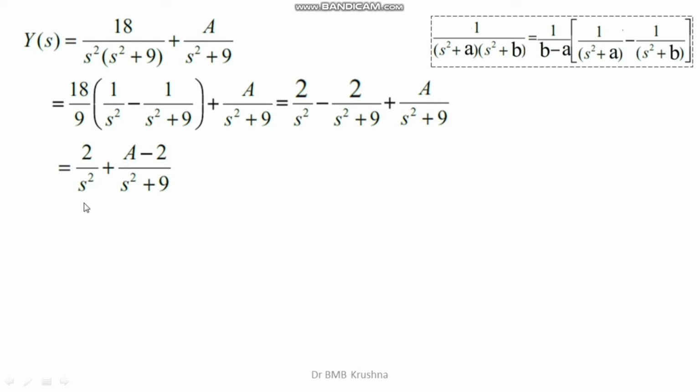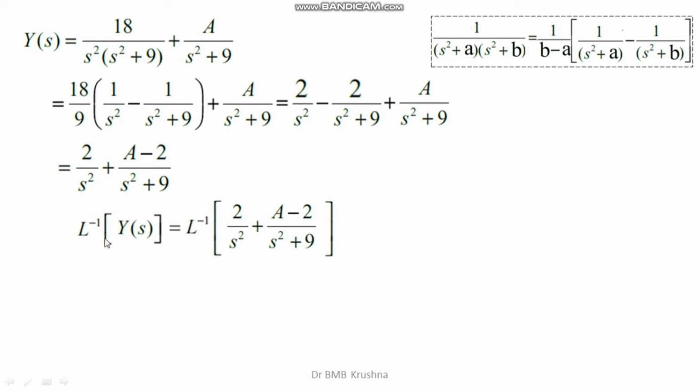Now Y of s is resolved into a sum of simple partial fractions. It is in the s space. We can apply the inverse Laplace transform throughout this equation. L inverse of Y of s is L inverse of 2 by s square plus minus 2 by s square plus 9.